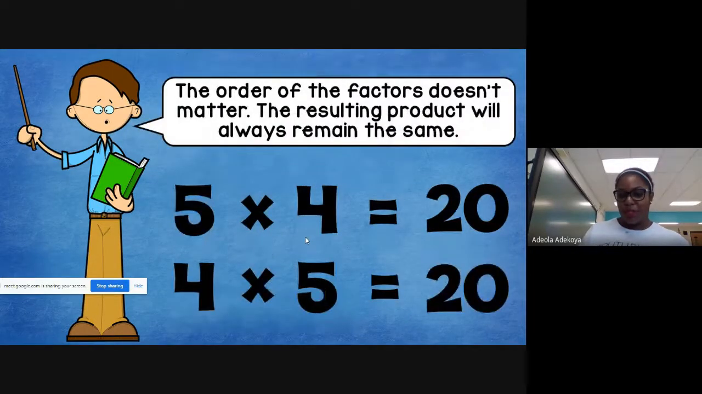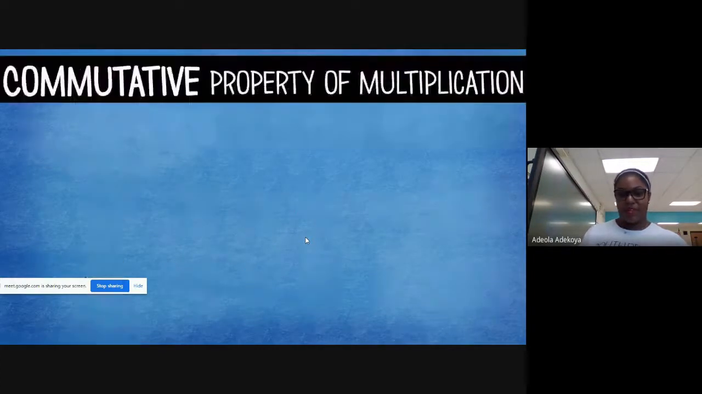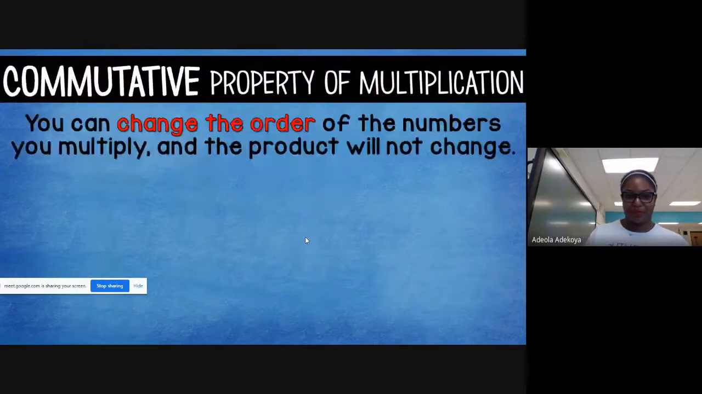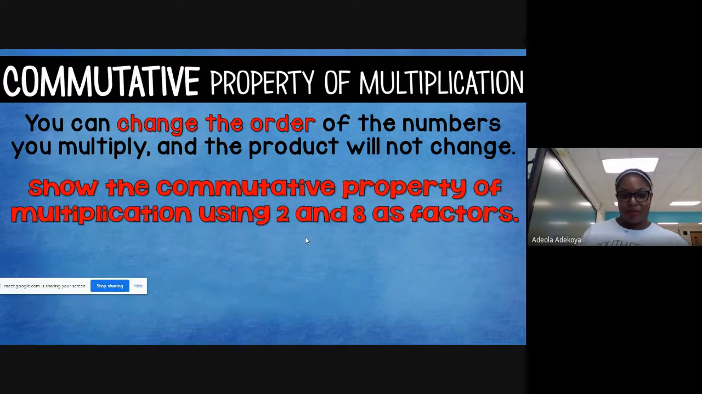Remember, we're still working on the commutative property. So the order of the factors doesn't matter. The resulting product will remain the same. 5 times 4 is 20. 4 times 5 is 20. You can change the order of the numbers you multiply, and the products will not change.